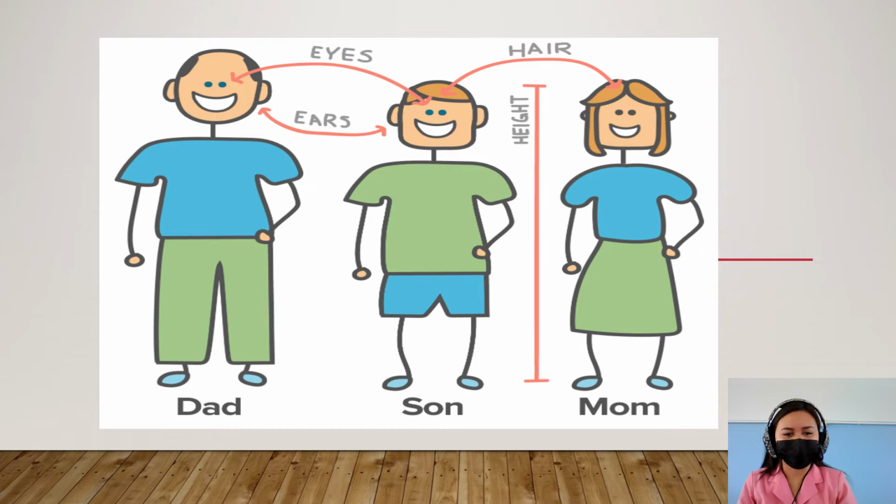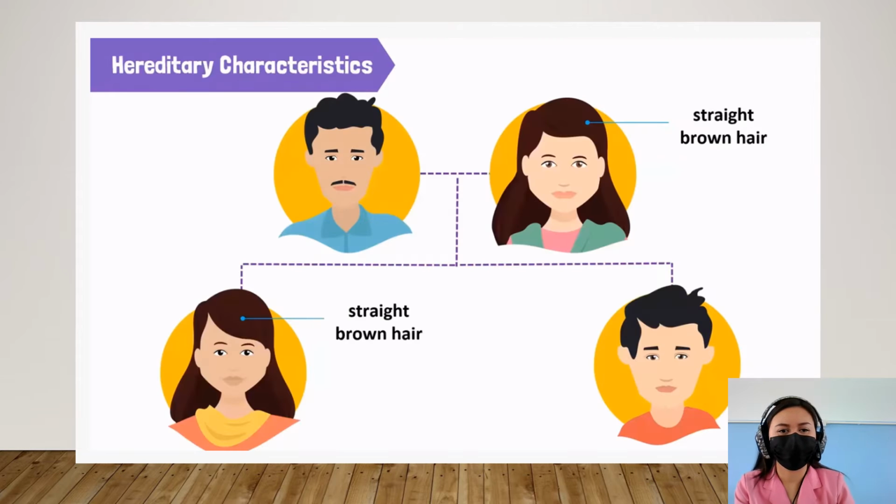Now look at this example: dad, son, and mom. The son gets his blue eyes from his father, and his ears also from his father. The son gets his hair from his mother, and his height he also gets from his mother. These are hereditary characteristics.